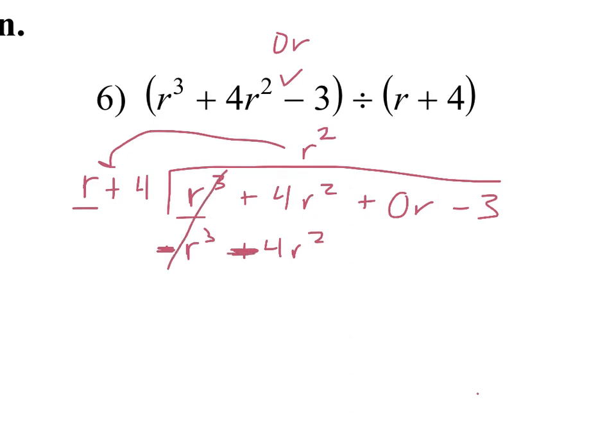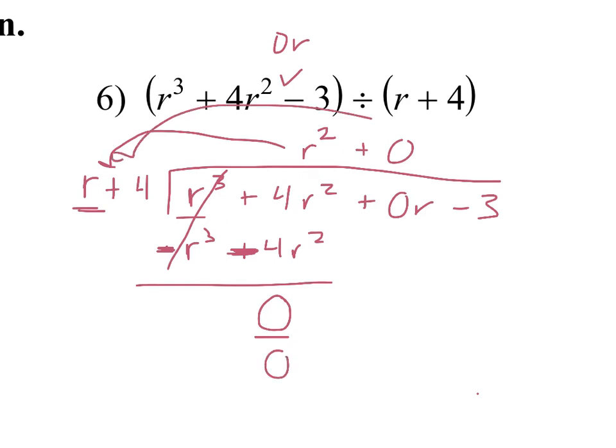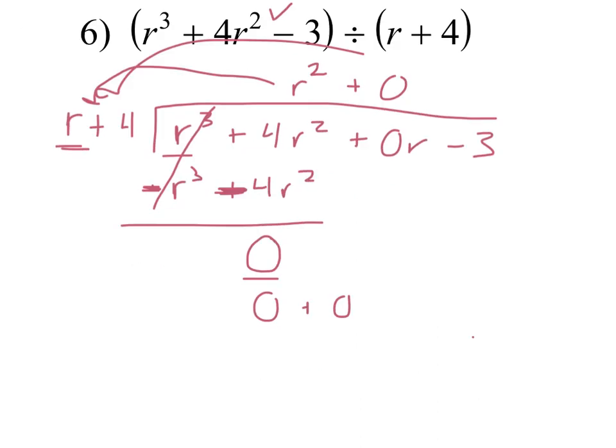So our first terms cancel, and then we add the next two. So 4r squared minus 4r squared gives us 0. So now what times r gives us 0? 0. So now we multiply 0 times r plus 4, which gives us 0r plus 0. We combine these two. So 0r plus 0 is 0.